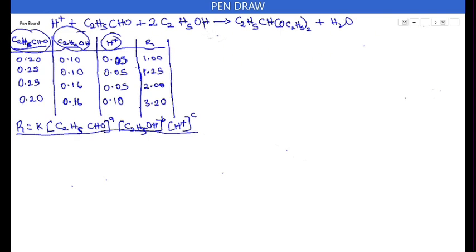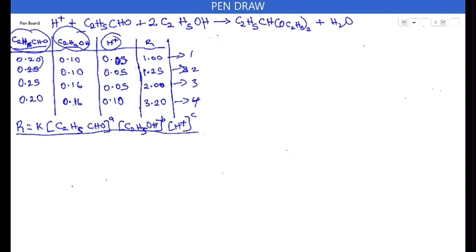So that we can understand what I'm talking about, let's look at the first one. We have the first values they give us: 0.2, 0.1, 0.05 and 1. The second values were 0.25, 0.1, 0.05 and 1.25. So you can see that the concentrations of ethanol and H plus are the same, but the concentration of propanol is different. So we can actually use this to get the value of A. How? Let's look at it. Let's call this one equation 1, this 2, so it can be easy for us to identify, this 3 and this is 4.